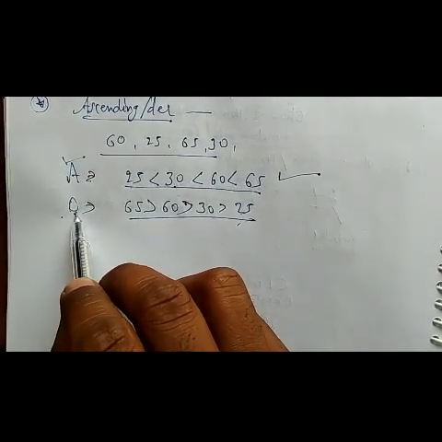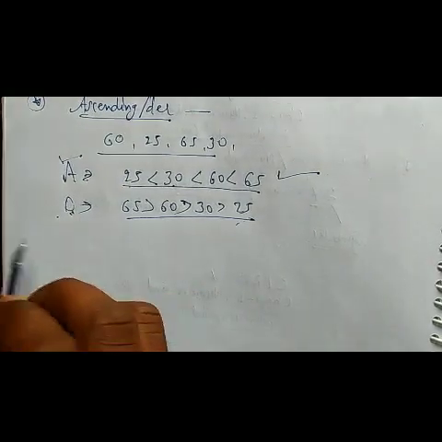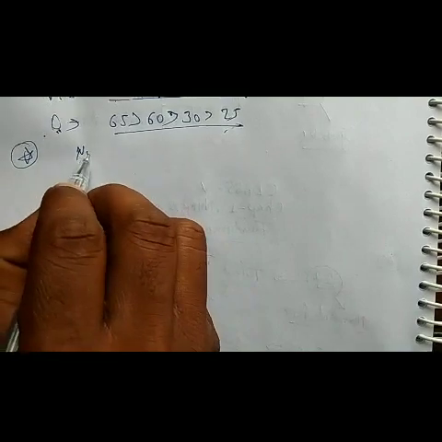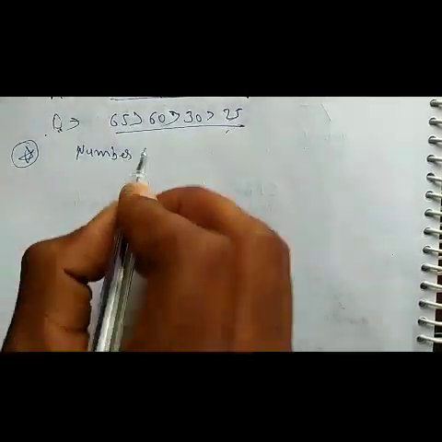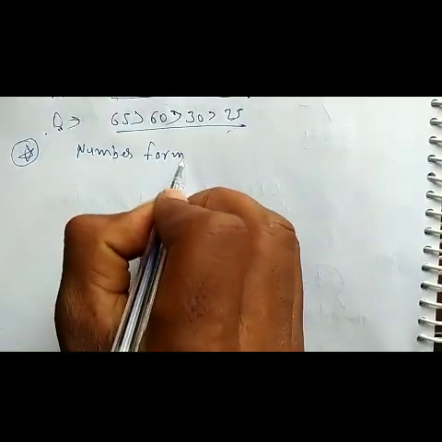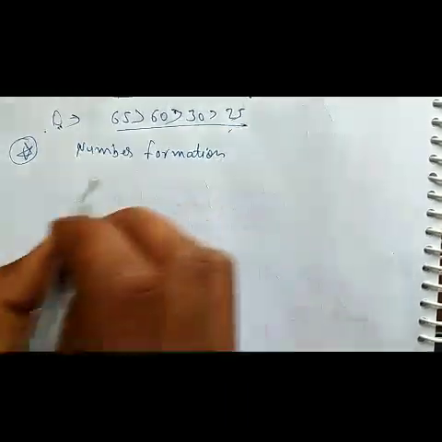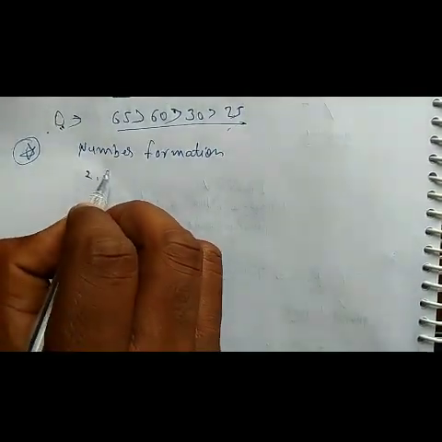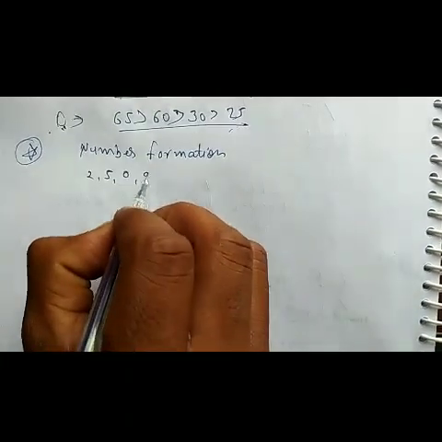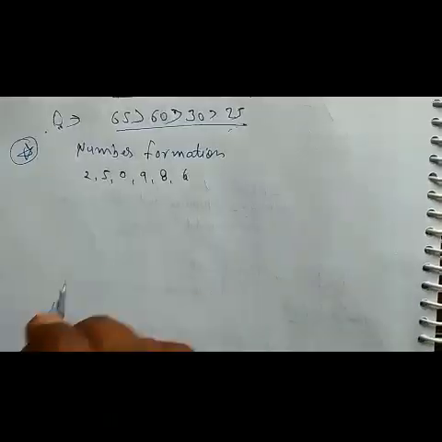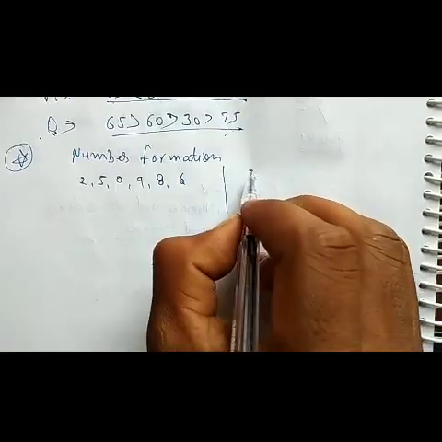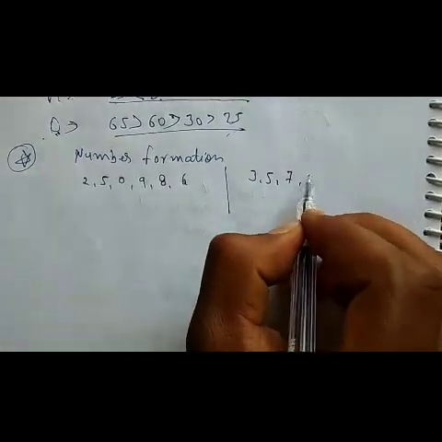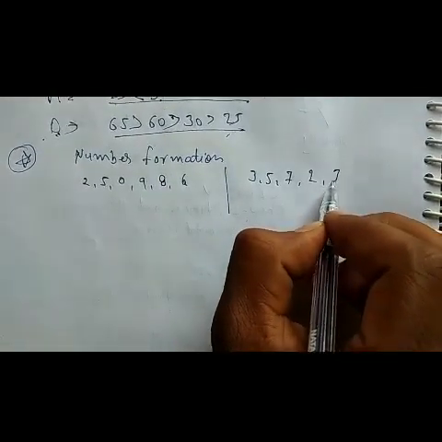The next point is number formation: how to form numbers using the given digits. Suppose that we have some digits 2, 5, 0, 9, 8, 6, and another number with digits 3, 5, 7, 2, 3, 4.